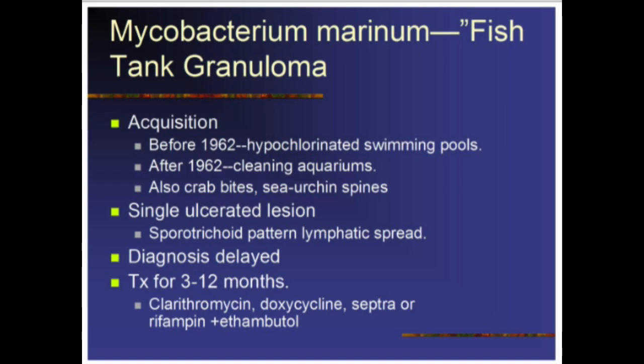But of course, crab bites and some spines of these creatures can cause the same problem. They appear as a single ulcerated lesion with lymphatic spread. Treatment: clarithromycin, doxycycline, or Septra, or doxycycline plus Septra, usually for 3 to 12 months.